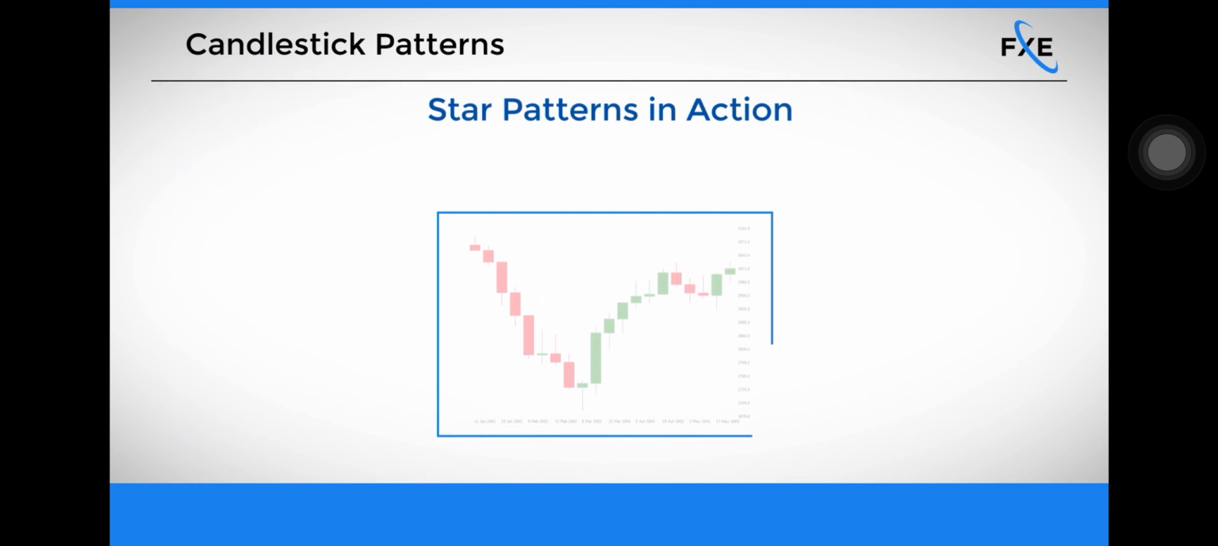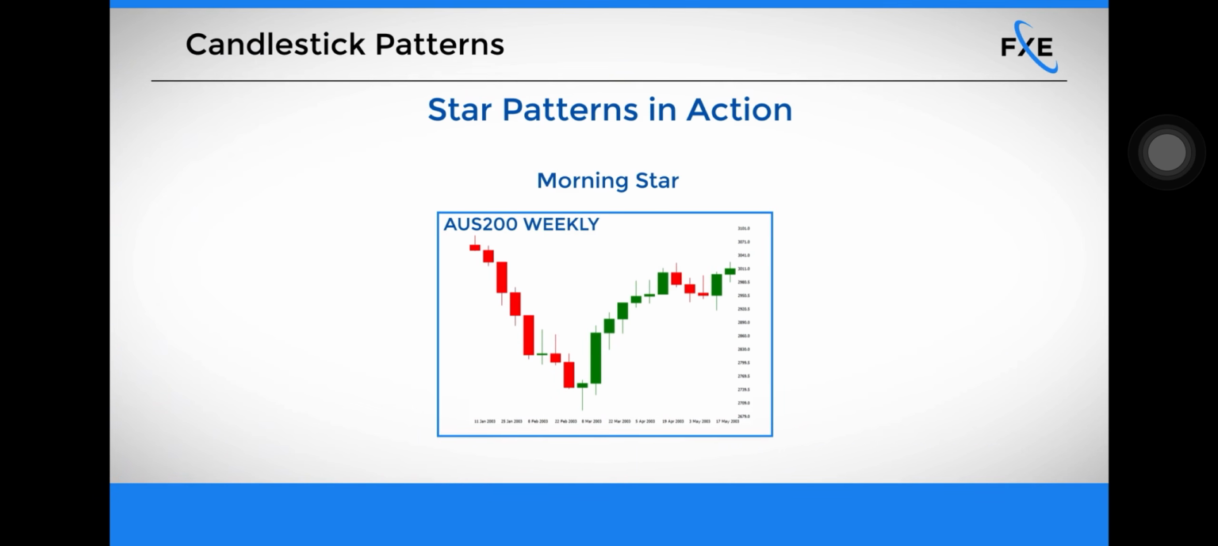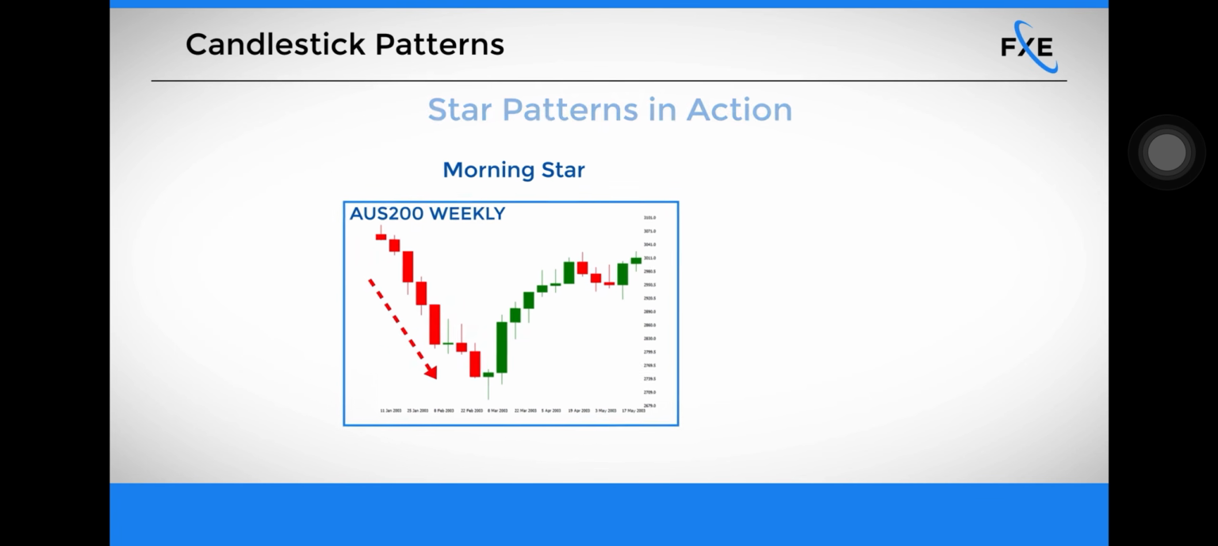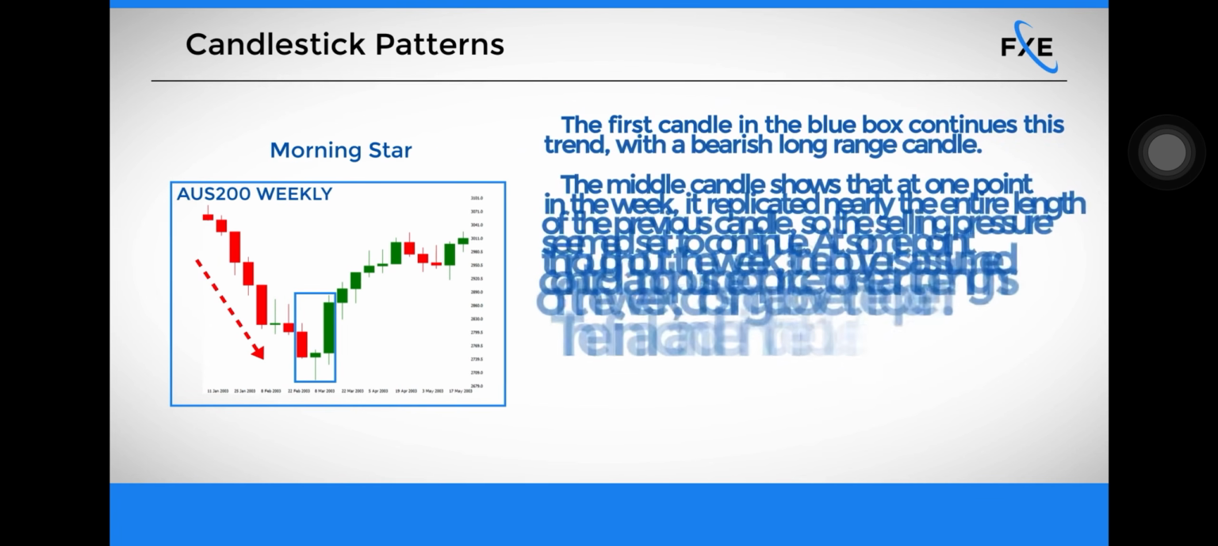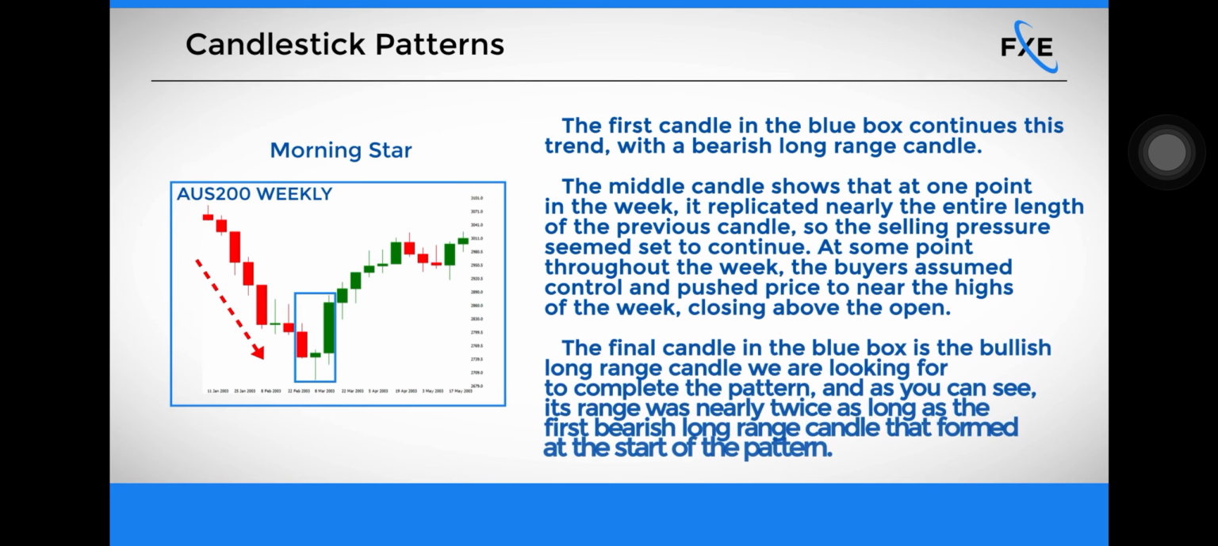The example that we can see on the screen shows a morning star pattern on the Australian ASX 200 index on a weekly chart. As you can see, the trend at the start of the chart is bearish, with a series of red candles pushing price lower. The first candle in the blue box continues this trend with a bearish long-range candle. The middle candle shows that at one point in the week, it replicated nearly the entire length of the previous candle, so the selling pressure seems set to continue.